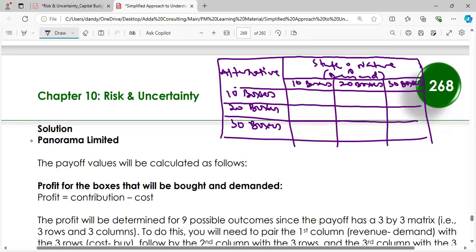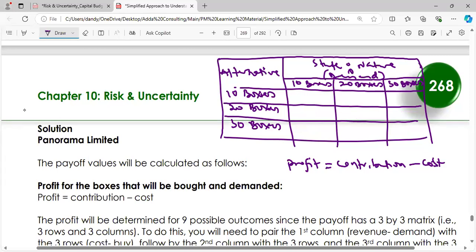So what you are supposed to do, remember, profit is equal to contribution minus cost. When you less cost from contribution, you are going to get profit. So it is that profit you are going to put in each cell. You can see there are 9 possible outcomes. Outcome 1, 2, 3, 4, 5, 6, 7, 8, and 9. There are 9 possible outcomes that may occur. So if that is the case, how do you determine the payoff value, the profit for each cell?